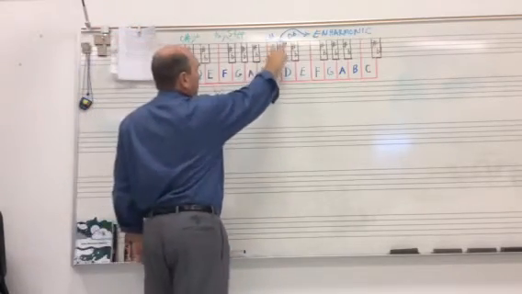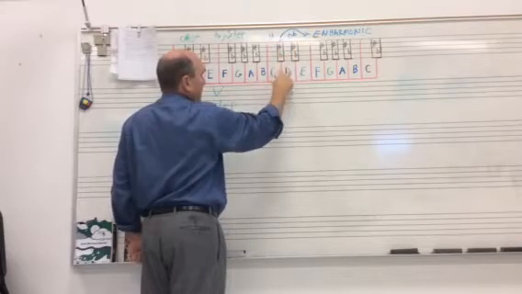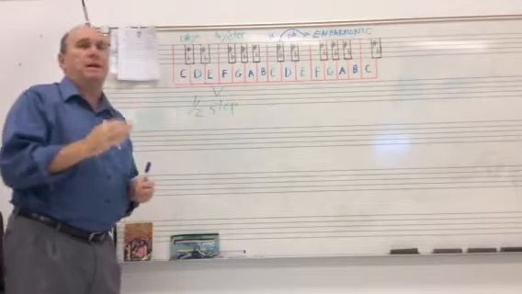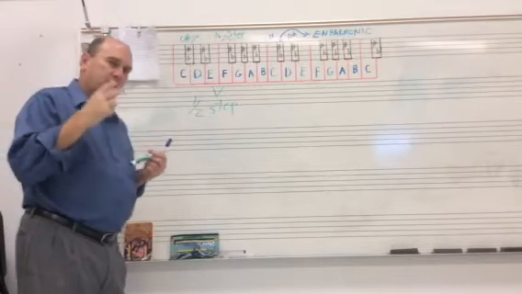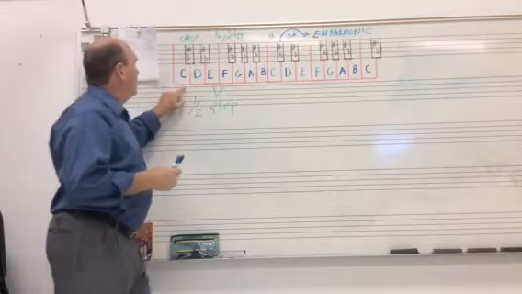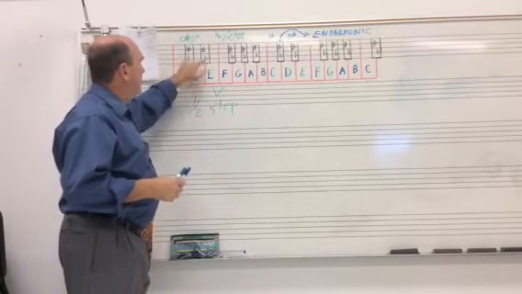C sharp and D flat are basically the same note. This is called enharmonic. It is the same pitch, 2 different names for the same pitch. Now, what we're doing is we're moving in half steps, okay?